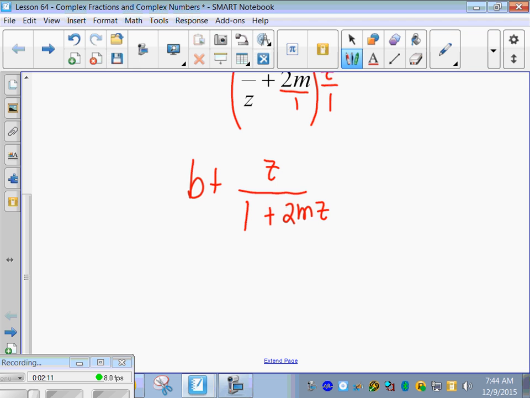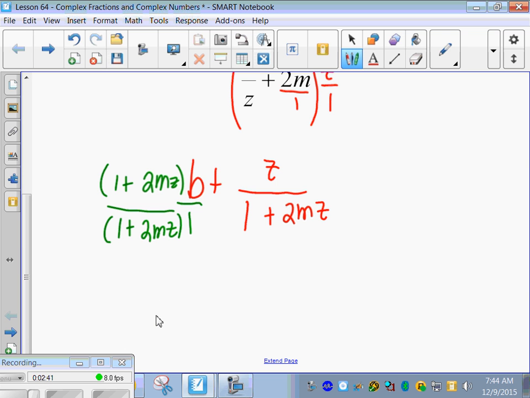Now we're just adding the b with it, and we're going to do good old-fashioned common denominators. That's it. So b is over 1, and it's missing this entire thing. So I need to multiply the first fraction by 1 plus 2mz over 1 plus 2mz. Again, this is allowed because I'm really multiplying by 1. Go ahead and distribute the b, and now I have it all over a common denominator.